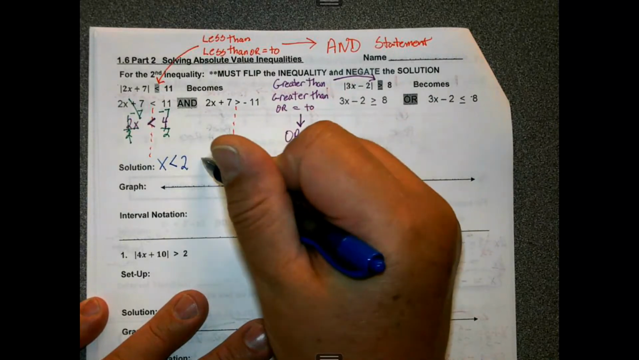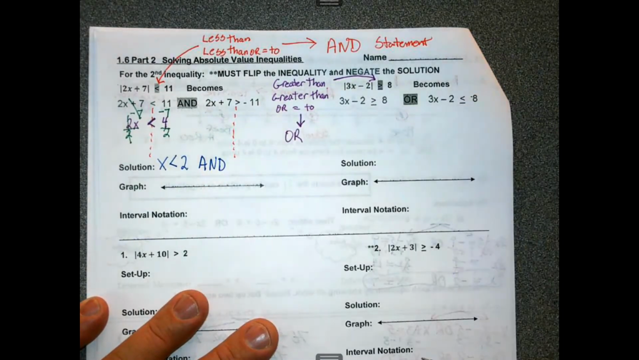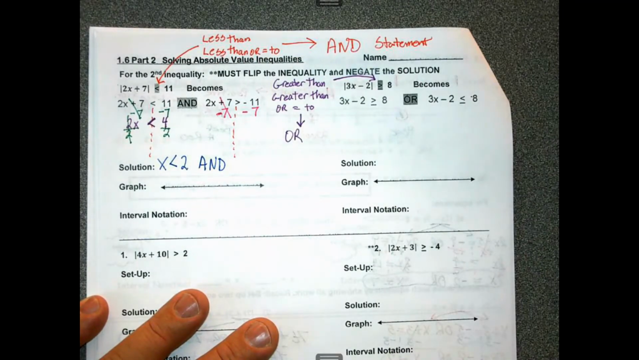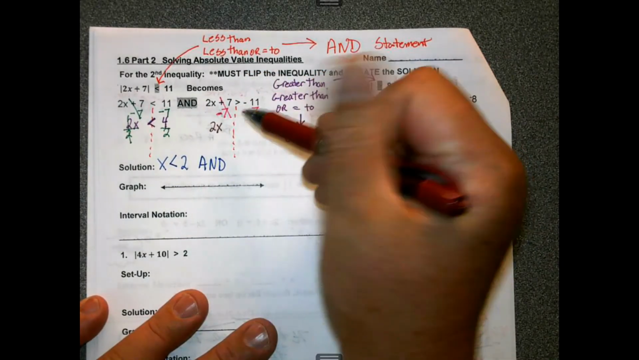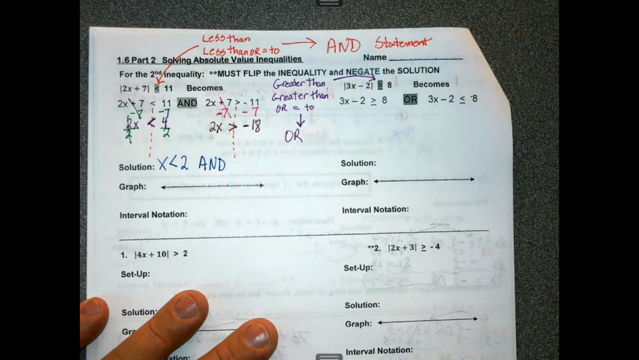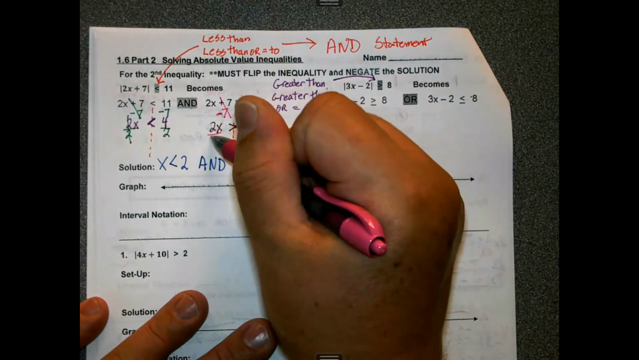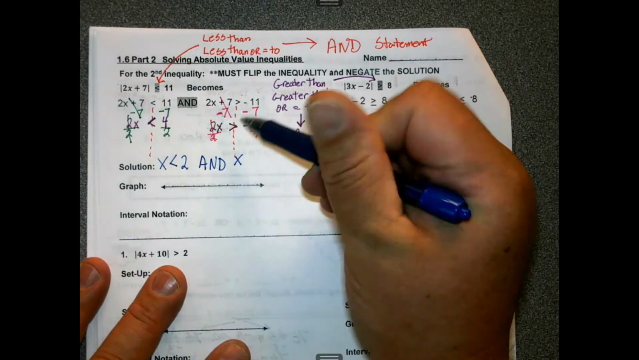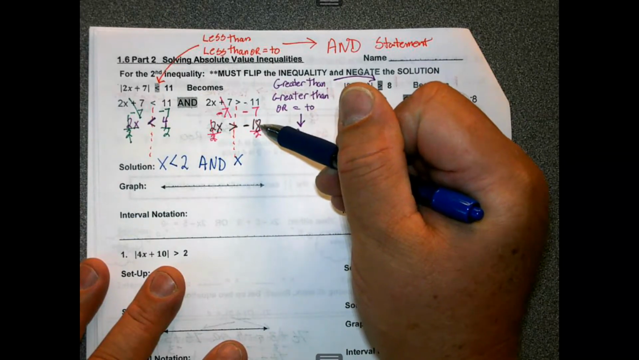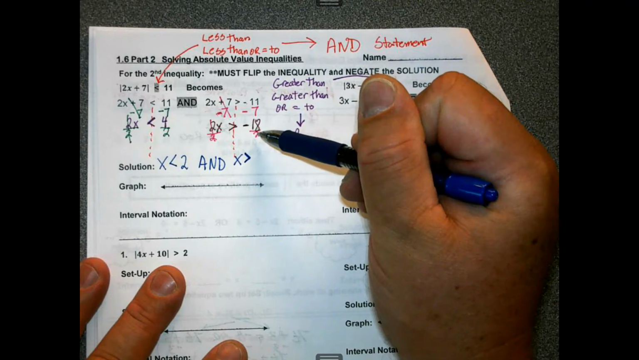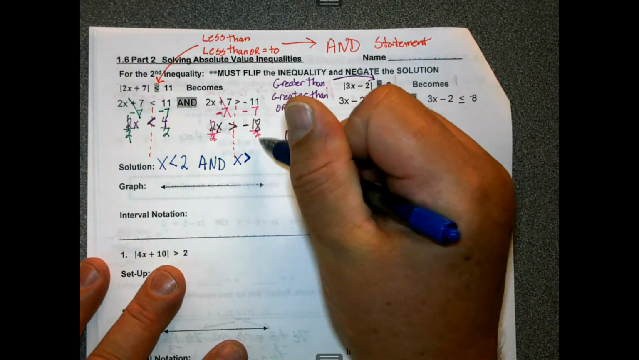Bring down my little conjunction word here, "and," and then I solve the other inequality. So I'm going to subtract 7 from both sides. And I get 2x. I'm subtracting, keep the sign. Negative 11 minus 7 is negative 18. Then divide by that coefficient 2. And I end up with x is, even though this is a negative number, I'm still dividing by a positive number, so the sign stays the same. It's only when I'm dividing or multiplying by a negative number that I have to switch it. Negative 18 divided by 2 is negative 9.